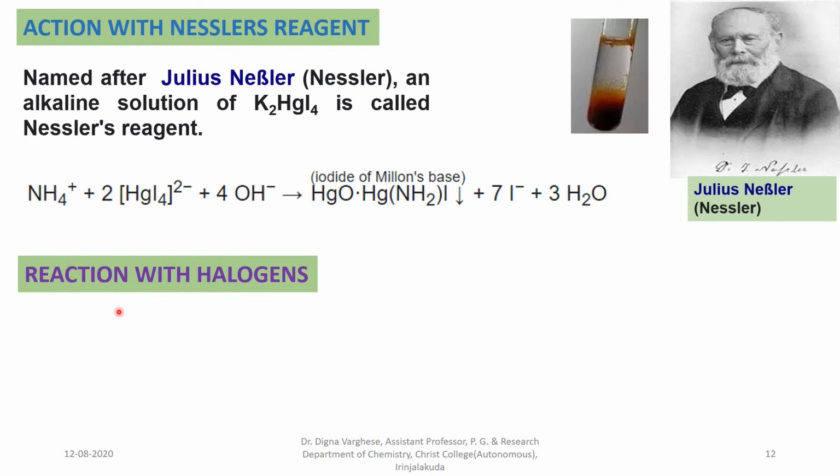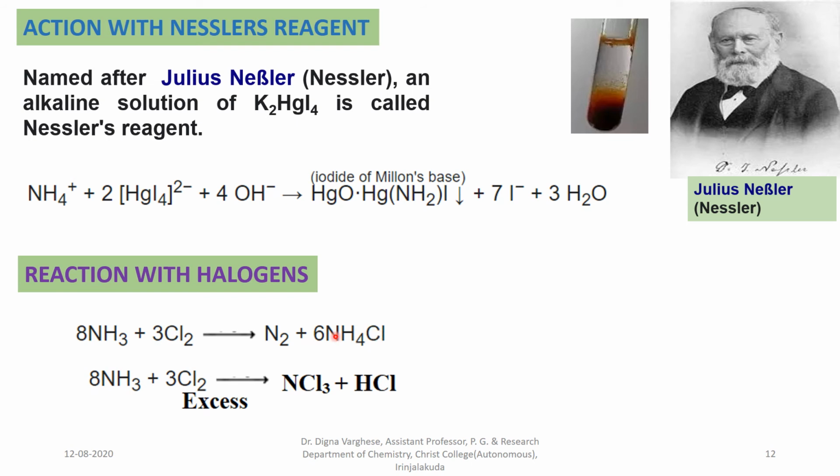Reaction with halogens. Ammonia reacts with halogens, but the type of halogen and the reaction conditions determine the nature of products. If ammonia reacts with chlorine in a limited amount, it will give nitrogen gas and ammonium chloride. If chlorine is taken in excess, it will give nitrogen trichloride and hydrochloric acid. Nitrogen trichloride is highly unstable.